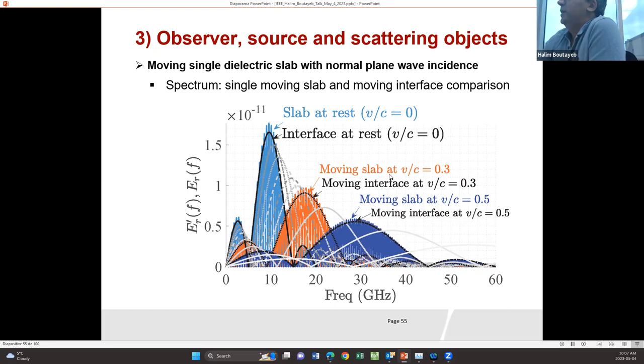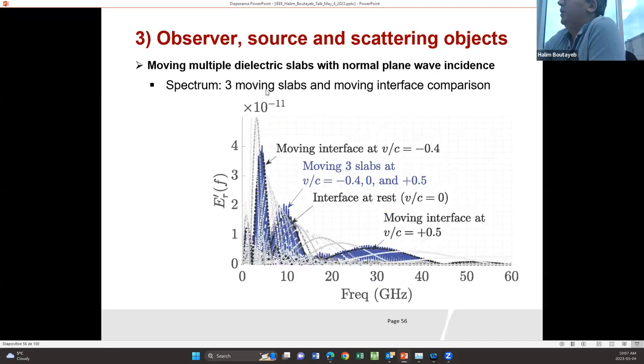And we also did this analysis for moving slabs. So the orange here is for the moving slab, and that curve here is for the moving interface. And the same thing for other velocities. Here we have three moving slabs, and we compare with the moving interface. So if I have three moving slabs, you will see the blue curves that we see here. So it's a combination of the fields coming from the different reflections from the slabs.